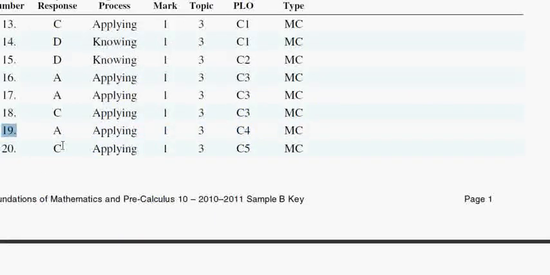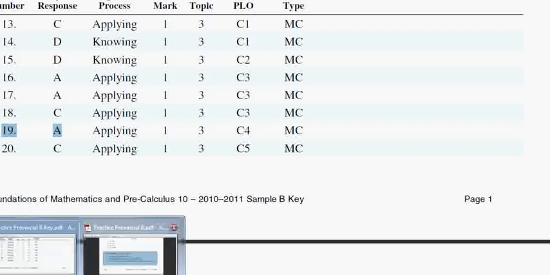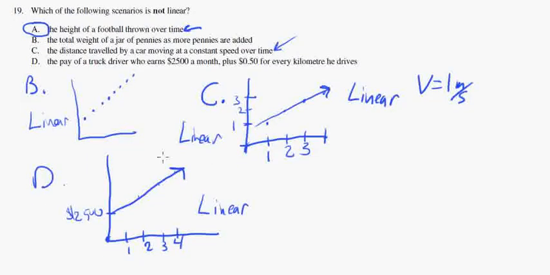19, A. Okay. As I said, this question is made a lot easier if you have some knowledge of acceleration and gravity, because as soon as you know something is accelerating or something is affected by gravity, then it's going to have a non-linear motion or non-linear graph.